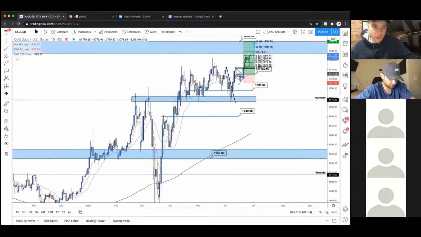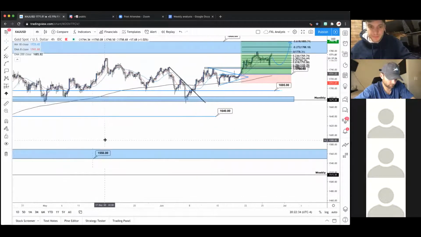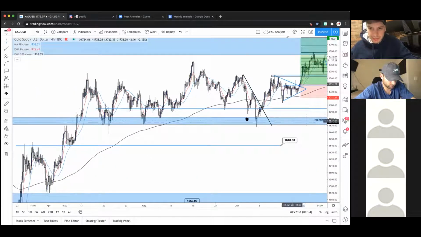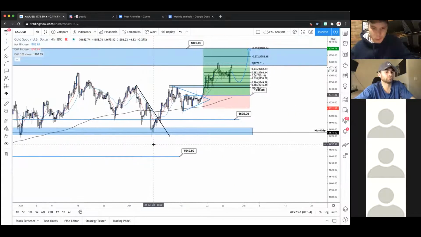So let's drop to the 4 hour for a second. And again, pretty much every time frame is bullish on gold. So here is the 4 hour time frame. Just look at this monthly level, guys. It held so strongly, right? Every time it hit it, it bounced, it gave us another leg higher. And that's exactly what we saw on this last leg.